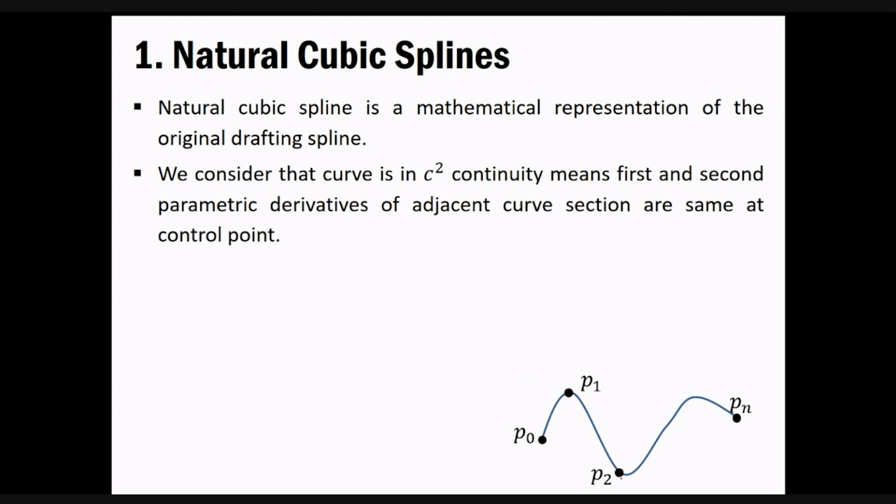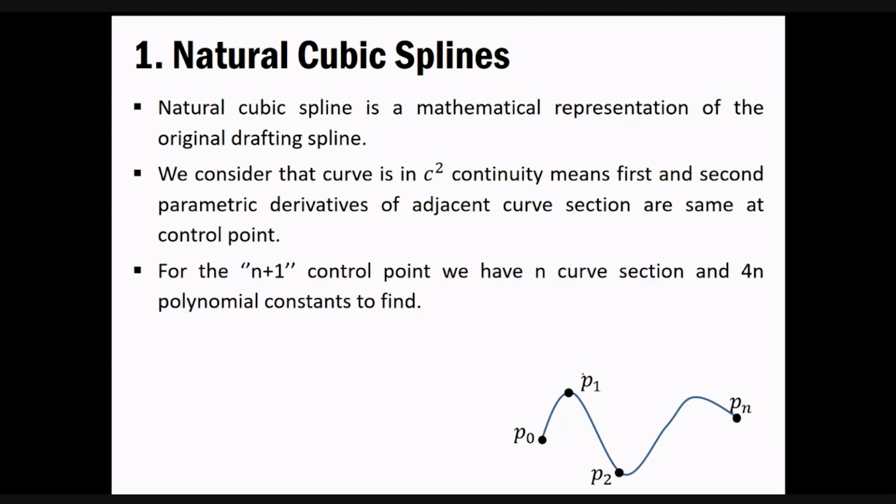Likewise, it will be the same where two successive curve sections meet. Now for n plus 1 control points we have n curve sections. So if we have 6 control points, how many curve sections will we have? We will have n curve sections, so for 6 control points you'll have 5 curve sections. This is a very simple thing.